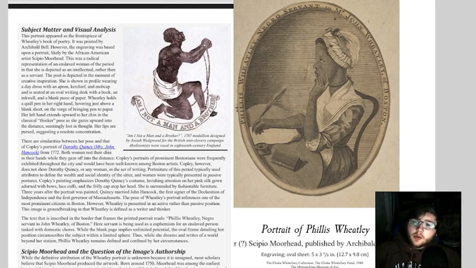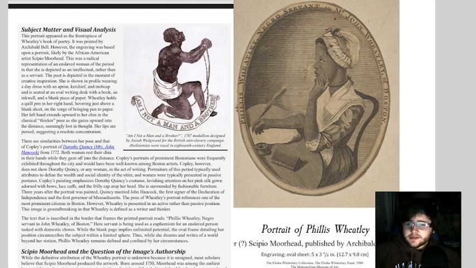The poet is depicted in a moment of creative inspiration. She is shown in profile wearing a day dress with an apron, kerchief, and mob cap, and is seated at an oval writing desk with a book, an inkwell, and a blank piece of paper. Wheatley holds a quill pen in her right hand, hovering just above a blank sheet, on the verge of bringing pen to paper. Her left hand extends upward to her chin in the classical thinker pose as she gazes upward into the distance, seemingly lost in thought. Her lips are pursed, suggesting a resolute concentration.